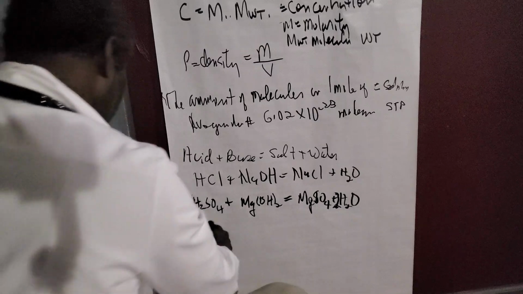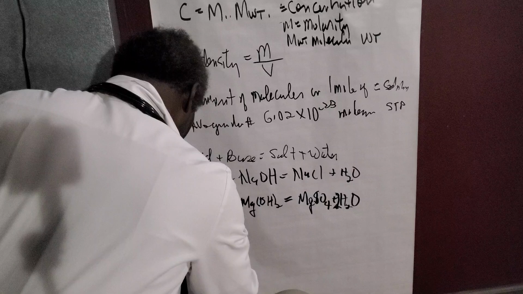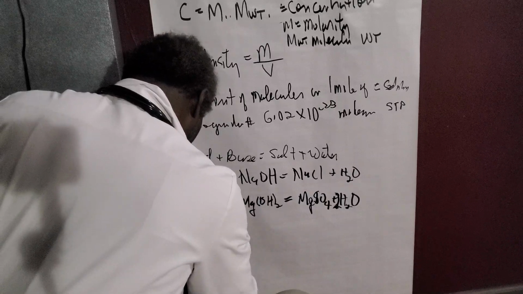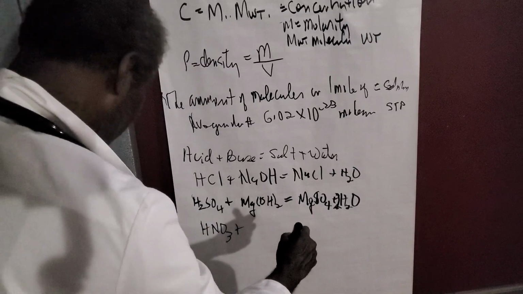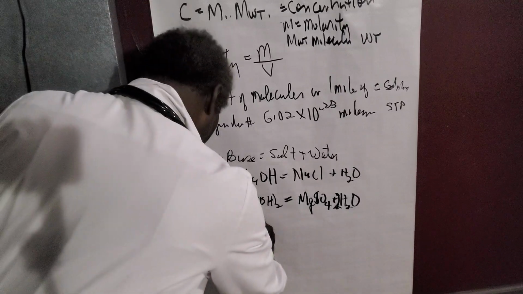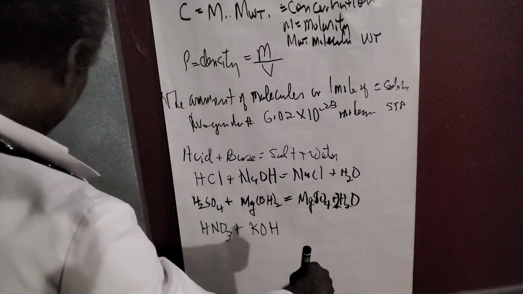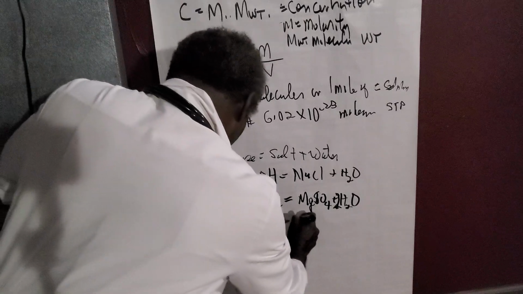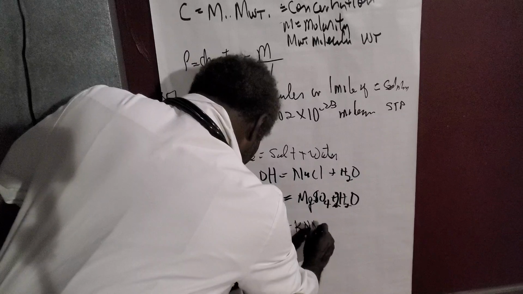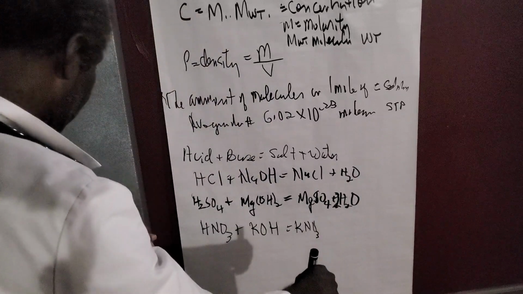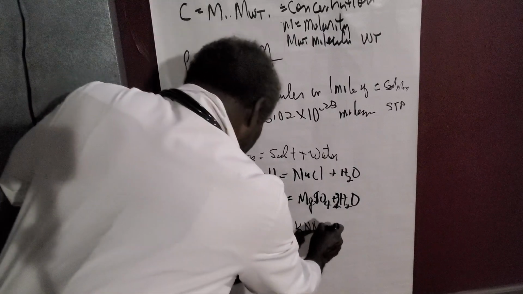And for the last one, let's use nitric acid, HNO3, plus now potassium hydroxide, and that will give us now potassium nitrate plus water.